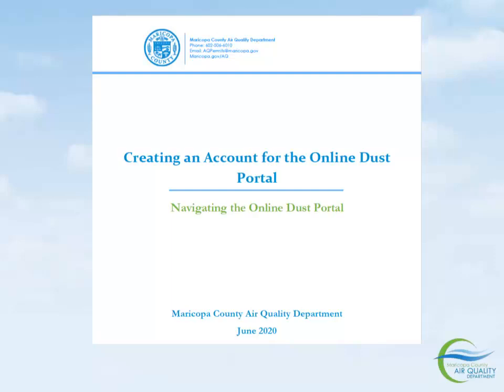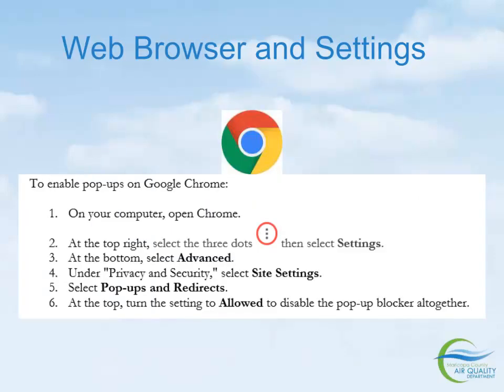This is how the training document will look upon opening. You may scroll down to step 1 and keep it open as a reference. Google Chrome web browser will need to be run for this process. Be sure to enable pop-ups. You may pause this video now to do this.